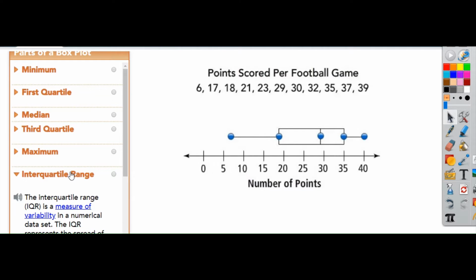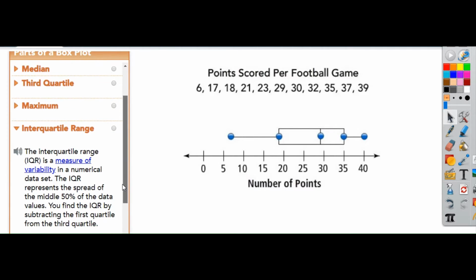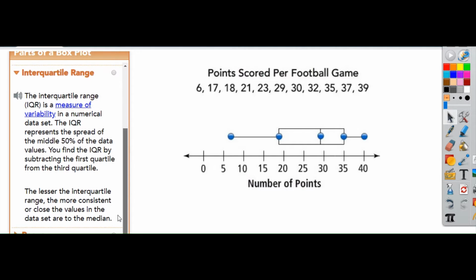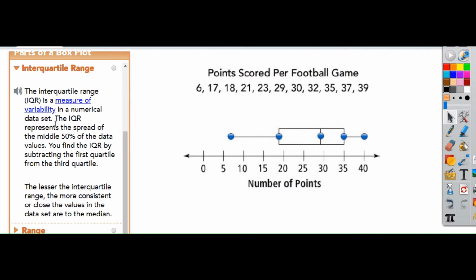So if you break the word up, then you can see. The interquartile range, the IQR, is a measure of variability in a numerical data set. The IQR represents the spread of the middle 50% of the data. So you find the interquartile range by subtracting the first quartile from the third quartile. So in this case, we will subtract 18 from 35. And then that'll give us the interquartile range.